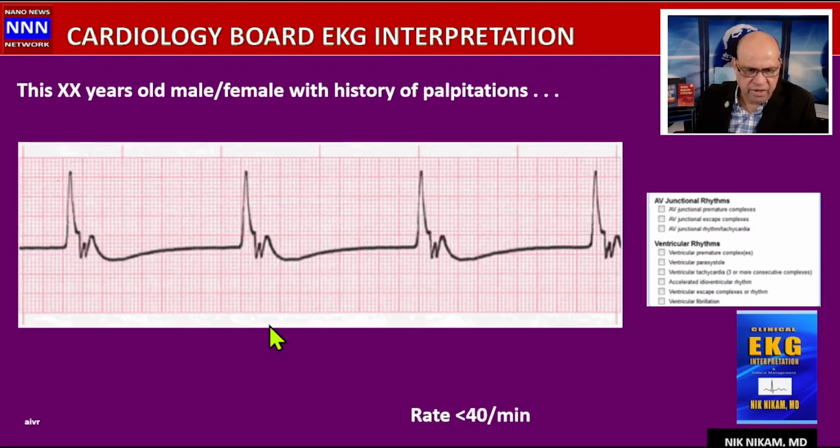And here is an example of a real sick heart. We don't see much atrial activity whatsoever, and the QRS complexes are less than 40 beats per minute, and this falls under the category of escape ventricular rhythm. Ventricular escape complexes or rhythm. So that's an example of ventricular escape rhythm.